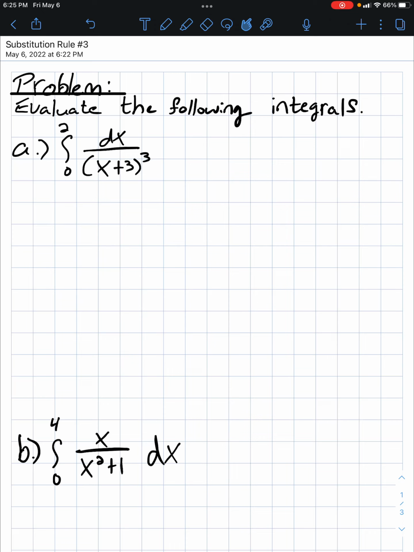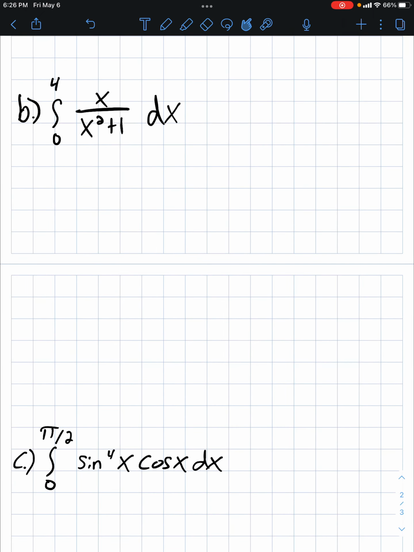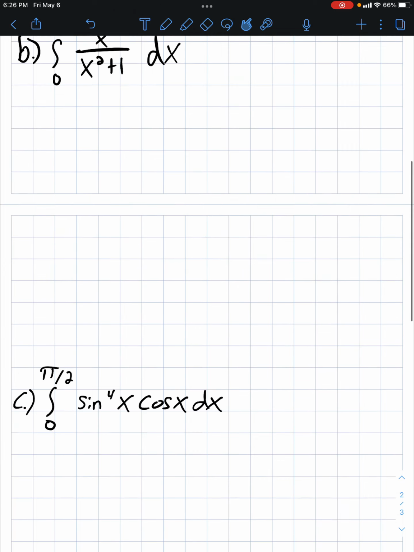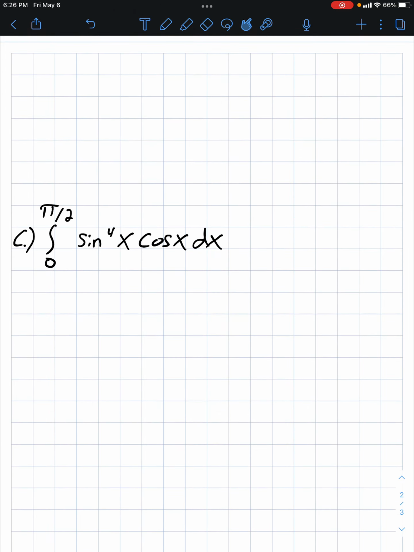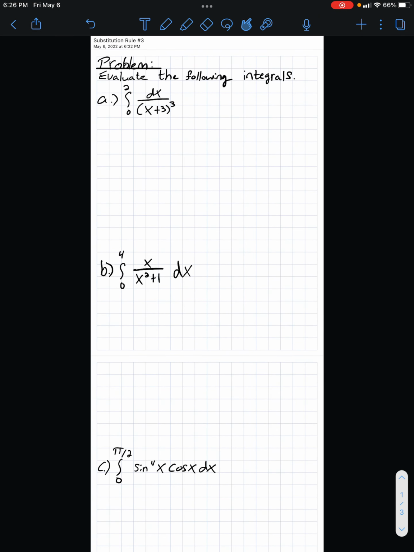Here is the problem. Evaluate the following integrals. In part A, the integral from 0 to 2 of dx divided by (x plus 3) to the third. In part B, the integral from 0 to 4 of x divided by x squared plus 1 dx. And in part C, the integral from 0 to pi halves of sine to the fourth of x times cosine of x dx. Now pause this video, take a few minutes, and solve this problem.